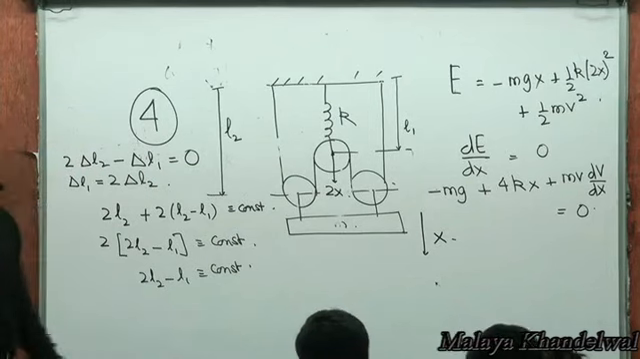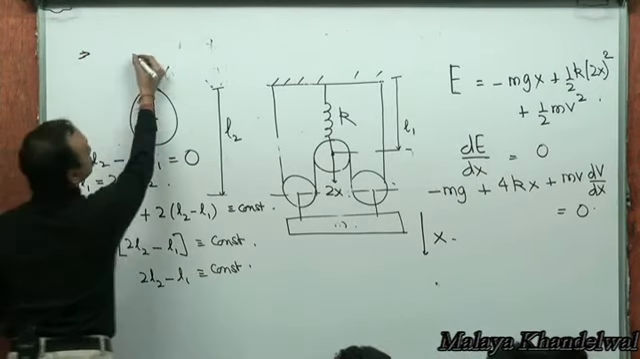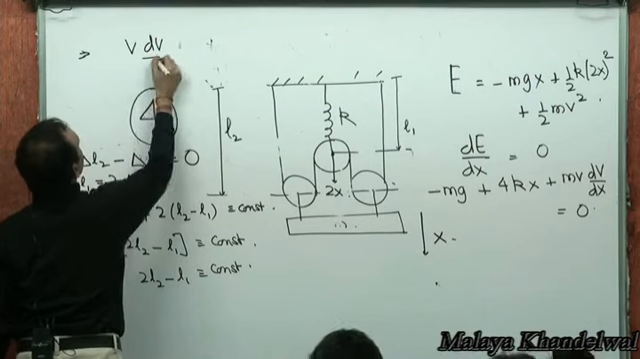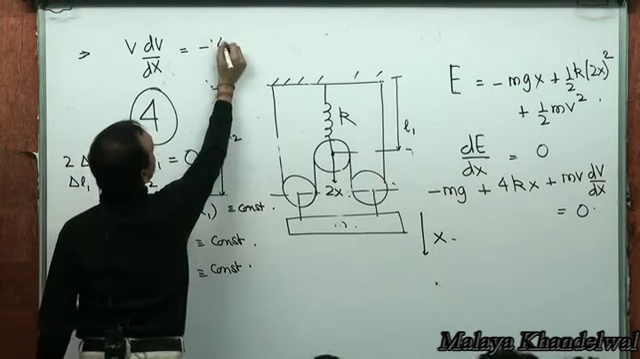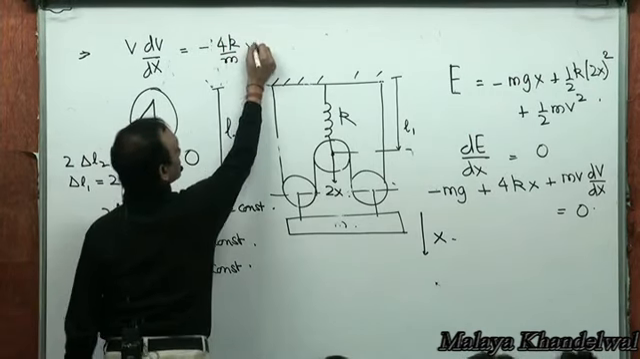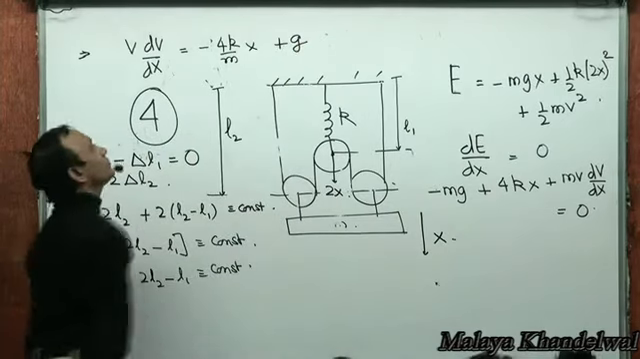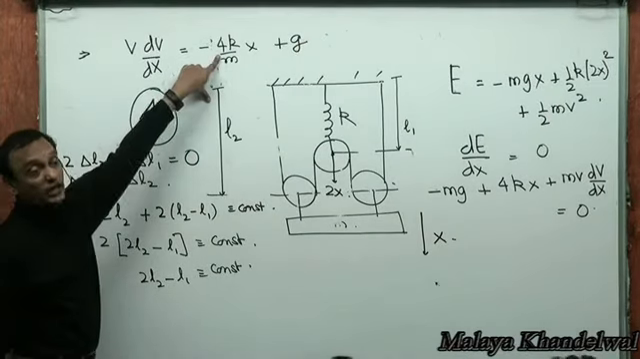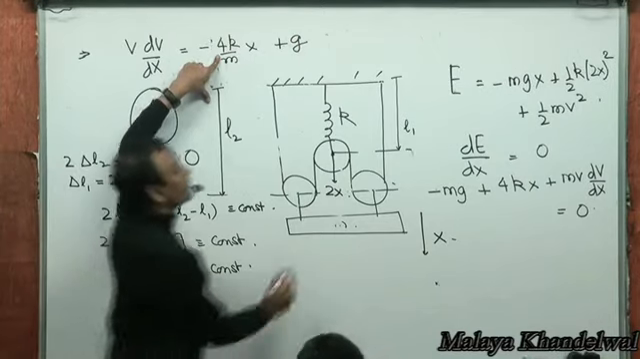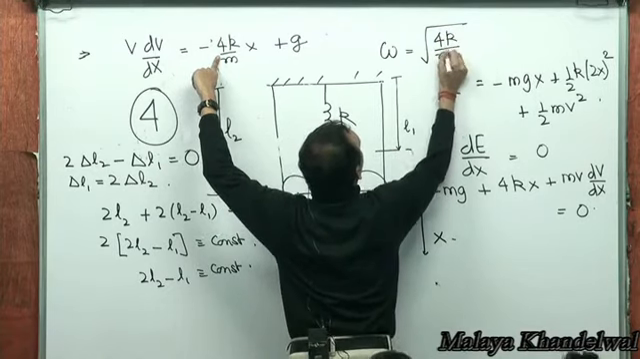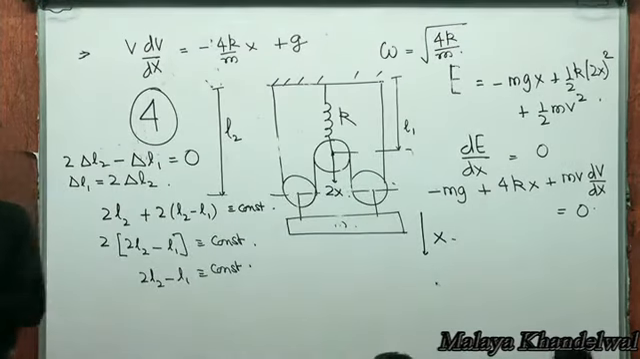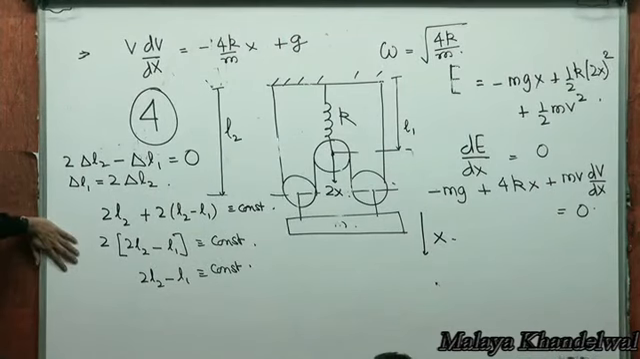Differentiating with respect to x, v dv/dx is minus 4k by m into x plus g, which is the acceleration. This 4k by m therefore must be omega squared. Omega of the motion therefore is root 4k by m. How about it? Does it make sense to all of you?